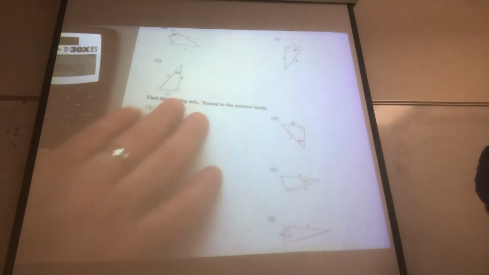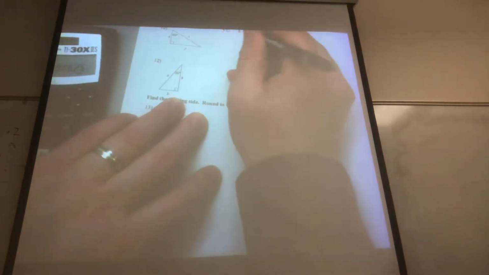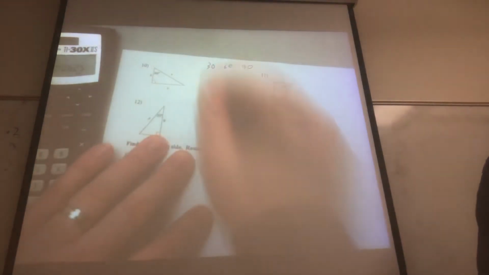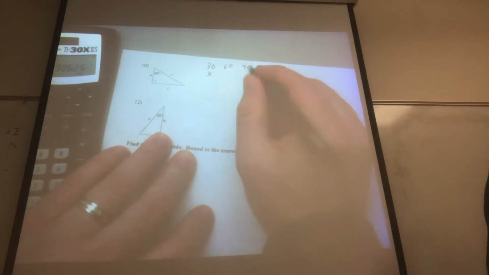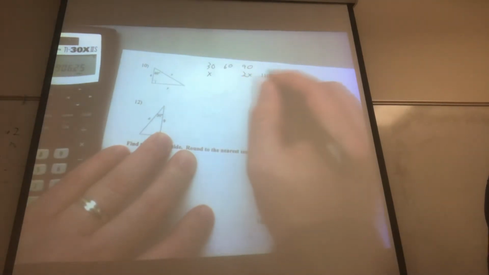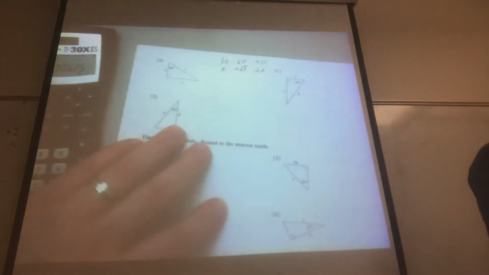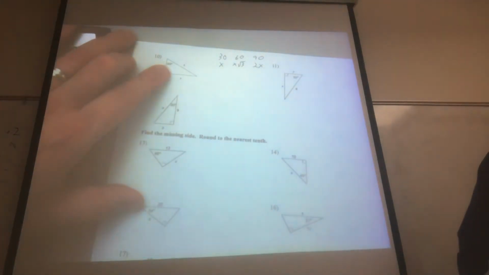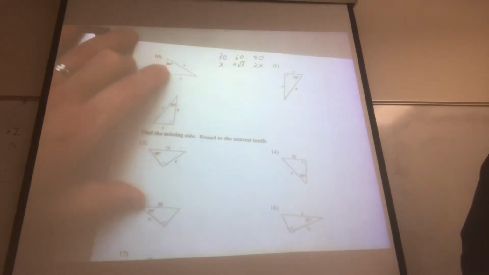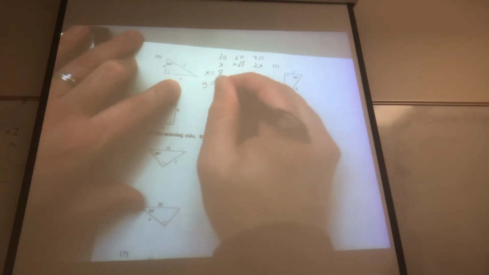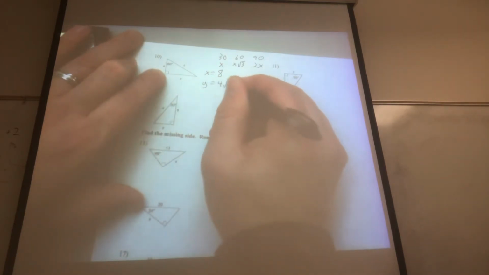Numbers 10, 11, and 12 are 30, 60, 90 right triangles. And on the 30, 60, 90 right triangle, you have the short side. The hypotenuse is double the short side, and the side opposite the 60 is the short side times the square root of 3. So on this first one, they tell you where 60 is. That means we have the side opposite the 30, and it's 4. That means that x, my hypotenuse here, is double that, so it's 8. And y, my side opposite the 60, is that same small number times the square root of 3.